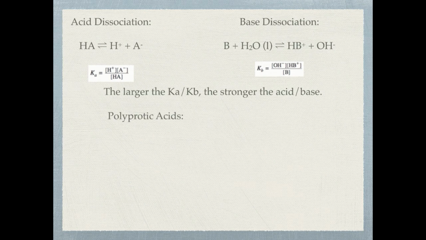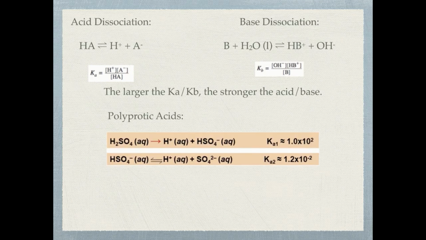So let's talk about one last concept with acids for right now, and that's polyprotic acids. So a polyprotic acid is an acid that has more than one hydrogen that it can lose. So as an example, you've got sulfuric acid here. So remember, sulfuric acid is one of your strong acids, H2SO4.